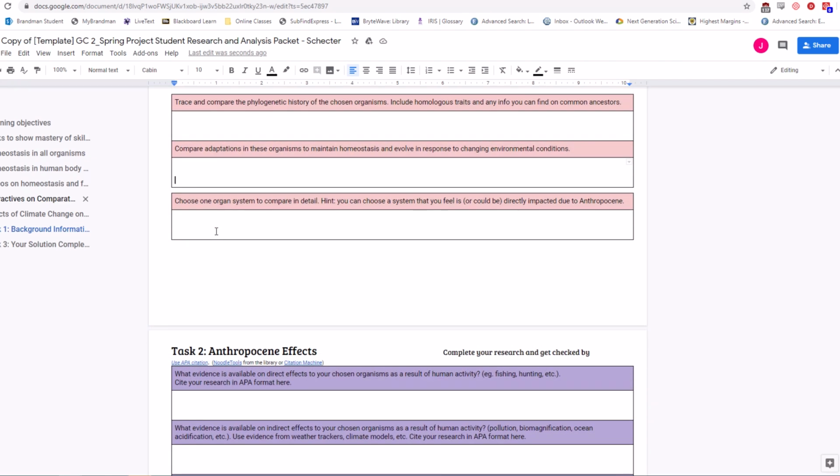You're comparing adaptations of the organisms to maintain homeostasis in response. So basically, that's why you need to know where they come from, because did the ancestors of your organism always have webbed feet, or do they always live in trees? So how have they adapted to live in the ecosystem you've chosen?